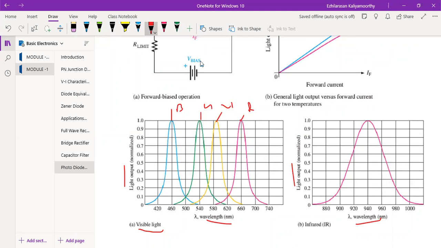Now in this, the normalized output of visible red light peaks at 660 nanometers. You can see this peak at 660 nanometers here.